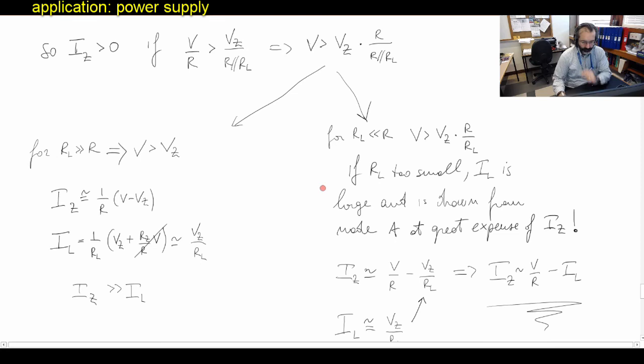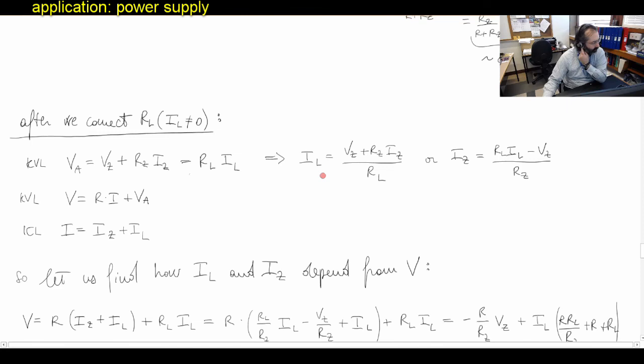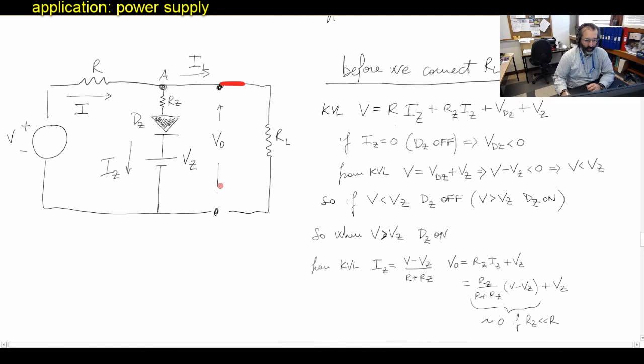And what will be happening now? Well, from the qualitative point of view, if RL is much smaller than R, let's go back to... So what we are saying is we have attached RL to the circuit. RZ is very small, so qualitatively we could imagine this is a short. This is also already shorted. We are assuming that we are in the breakdown operation.